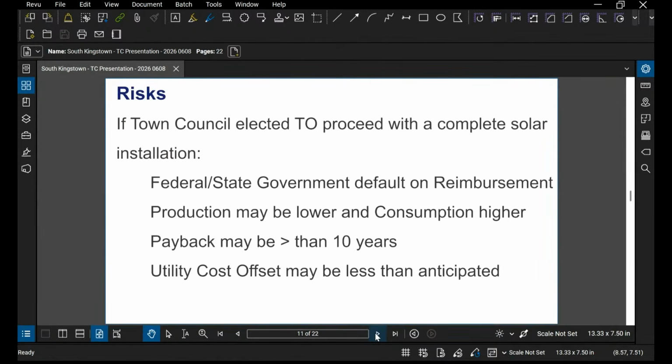What are the risks if you do decide to proceed with a complete solar installation project? Well, the federal or state government could default on their reimbursement. Production may be lower and consumption may be higher. Payback may be more than 10 years, and the utility cost offset may be less than anticipated. I do not have an answer for any of these items, but it was important for me to share that.